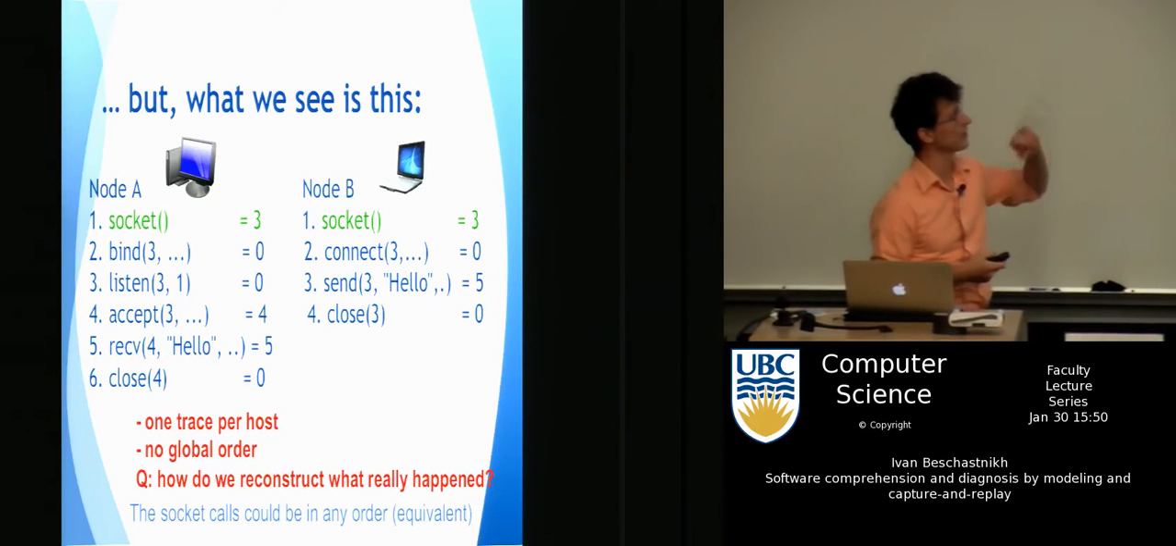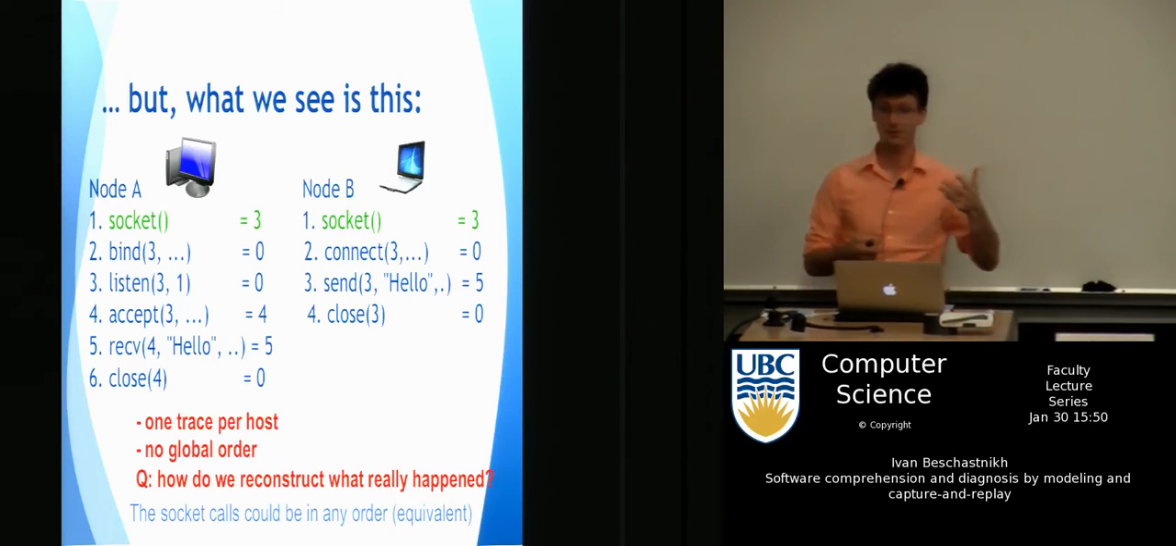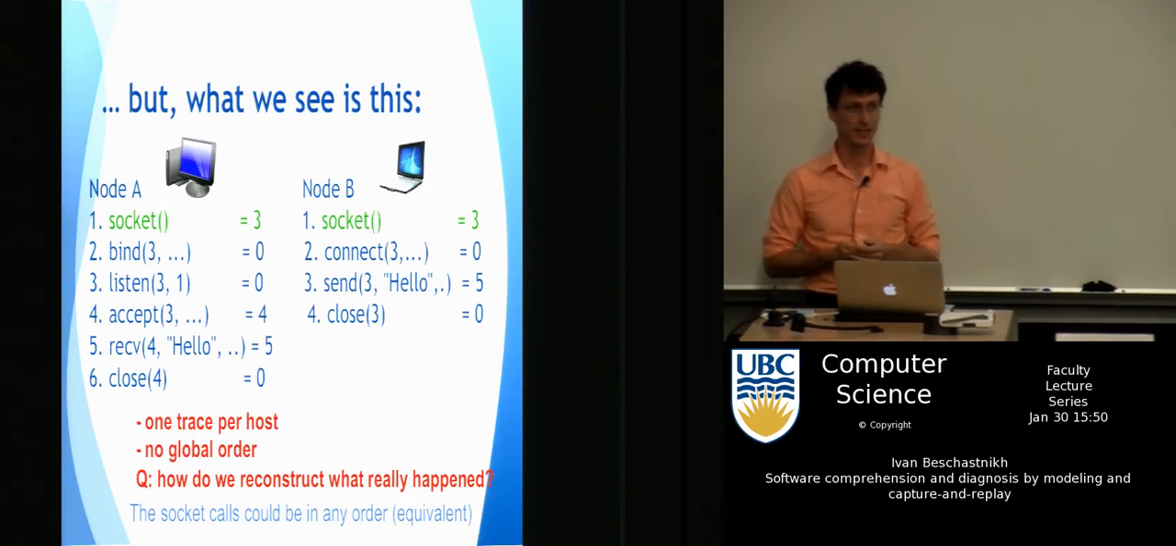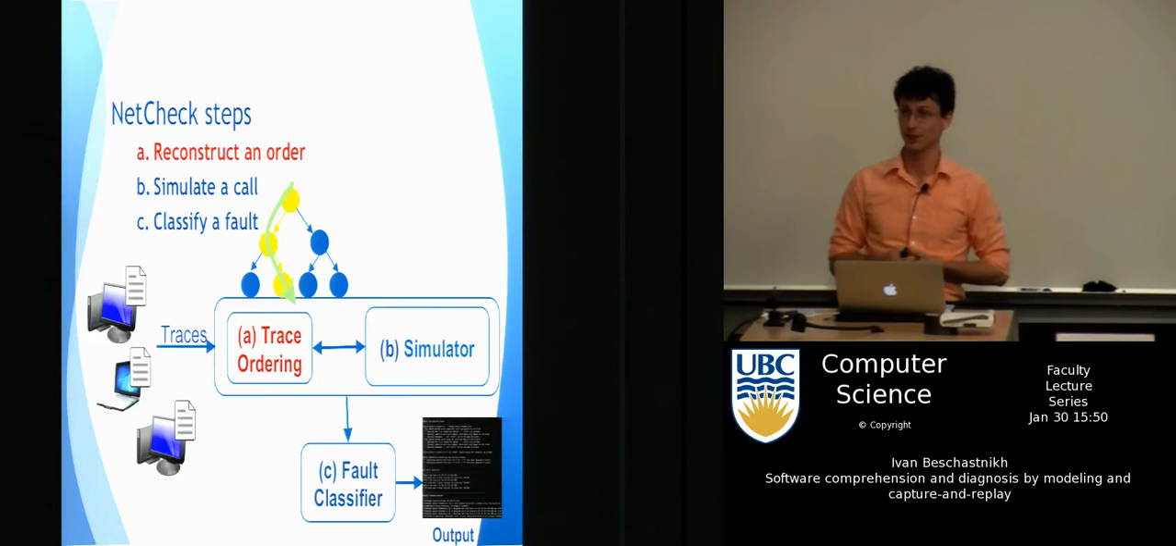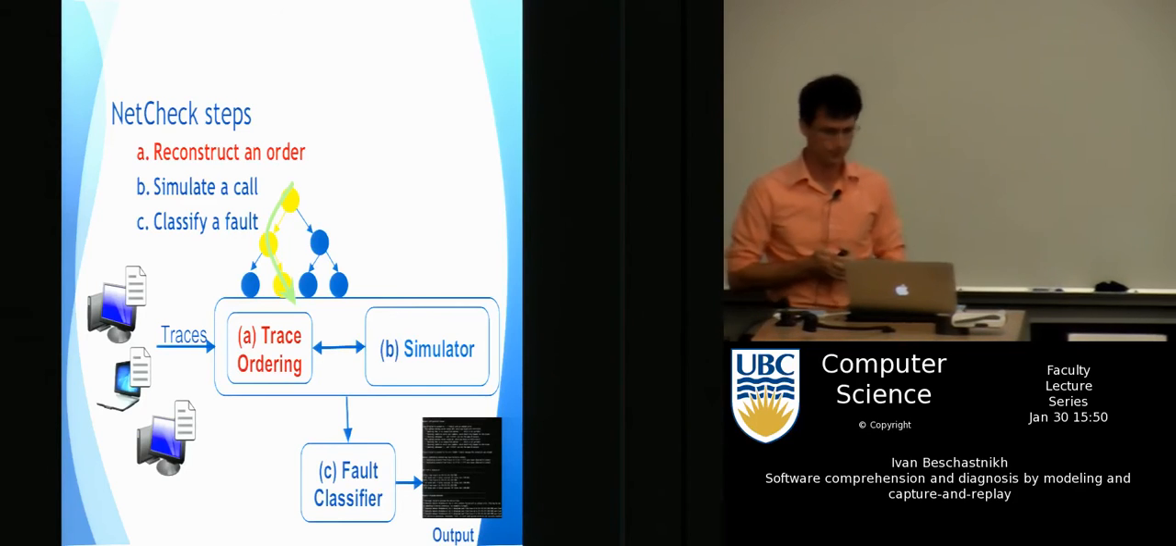So using a set of these constraints, we're going to derive an ordering that admits these obligations. So that's the first step.